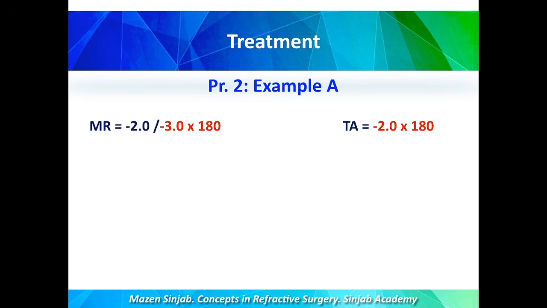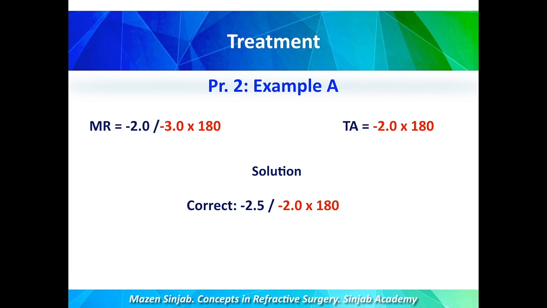Let's have this example. Example A. A patient has manifest refraction -2 sphere, -3 cylinder at 180, topographic astigmatism -2 at 180. If we correct manifest refraction, we will convert the topographic astigmatism to be -1 at 90, which is against the rule. So the solution is to correct -2.5 sphere, -2 cylinder at 180.